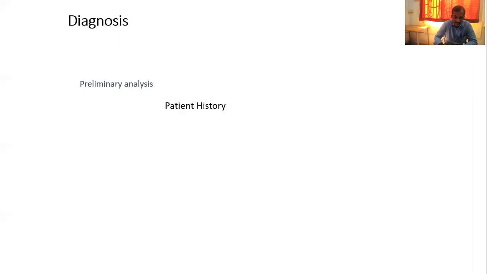Now, everything starts with the history. When you make a diagnosis, first is your preliminary analysis. It starts with your patient history, then your clinical examination, then the diagnostic records that are available. When you speak about diagnostic records, one thing that strikes your mind is: you take an elaborate patient history, you do a thorough clinical examination, and the next one is your diagnostic records.